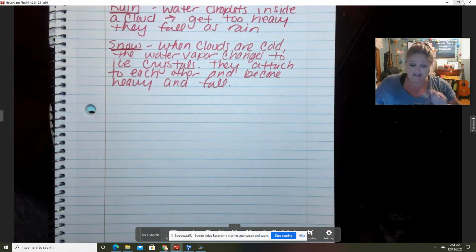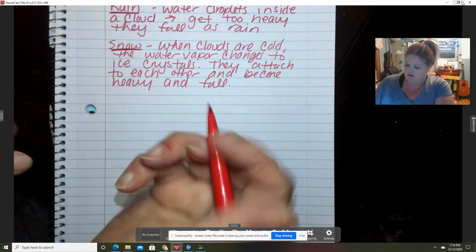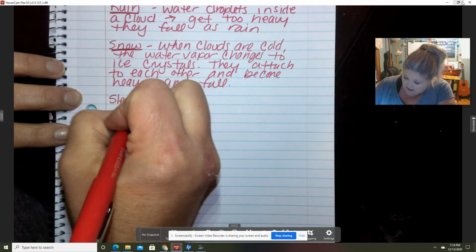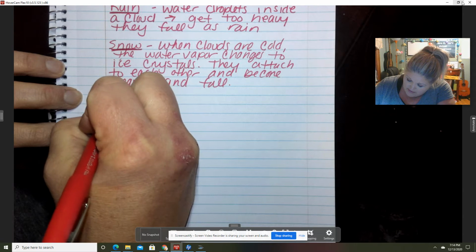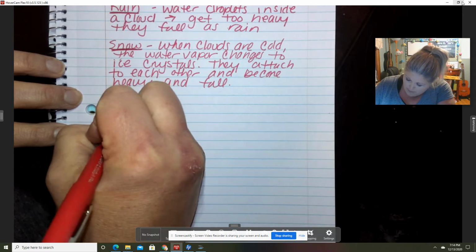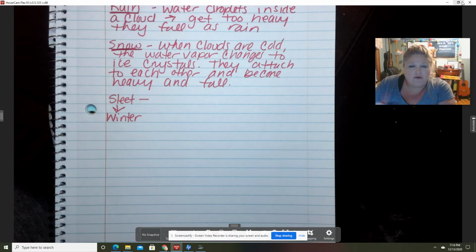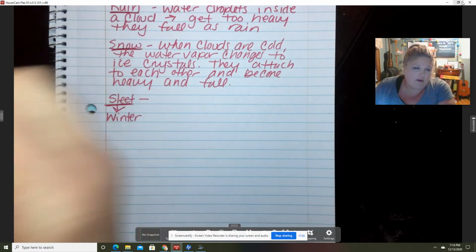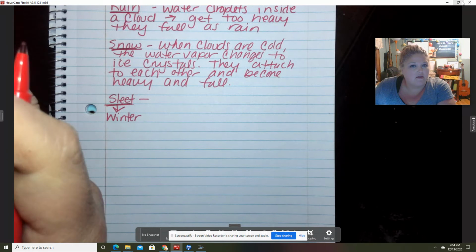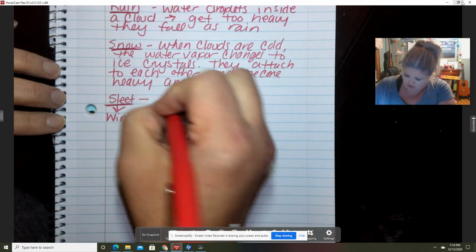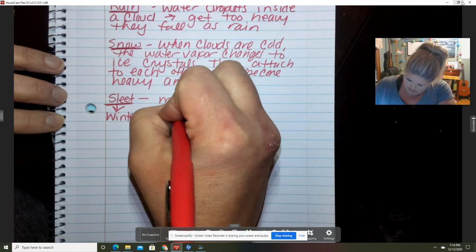Now, sleet. I know you guys hear sleet. Sleet is interesting. Sleet happens mainly in the winter. So we have sleet and we have hail. Sleet is winter. Hail is like a thunderstorm. So I associate hail more with the summer. All right. So sleet is a mixture of rain and snow.